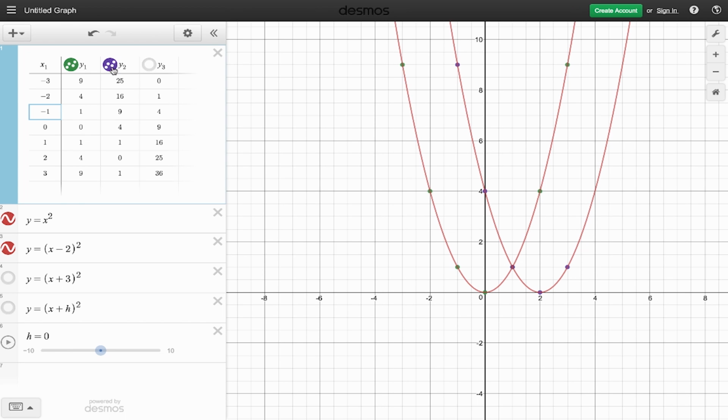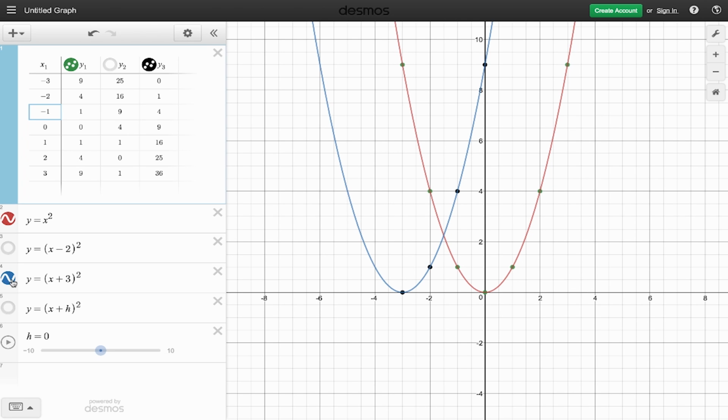Now let's look at the third set of points, which are in black over here. Let's go ahead and get our function. We now see that this graph of x squared has moved by 3 units to the left. So (x + 3) squared has now moved 3 units to the left. The point (0, 0) is now at (-3, 0). The point at (1, 1) is now at (-2, 1), and so on and so forth.